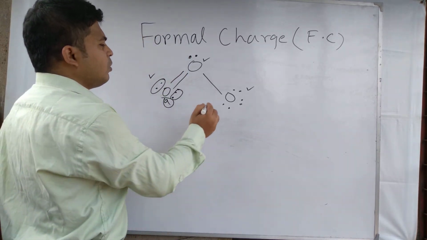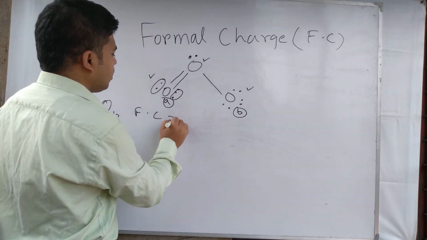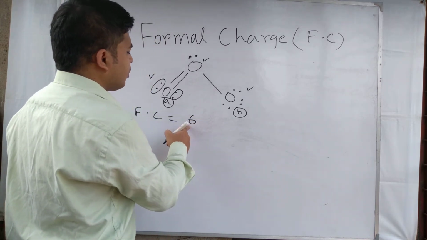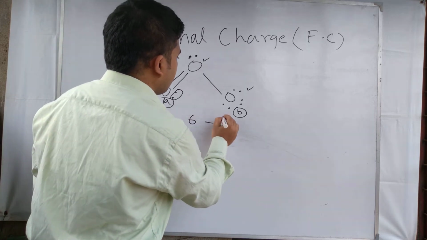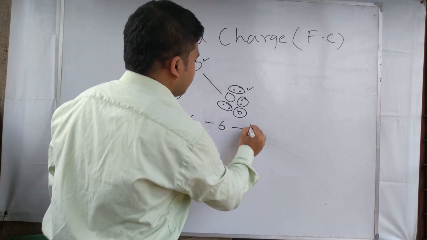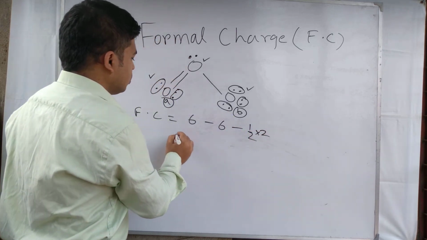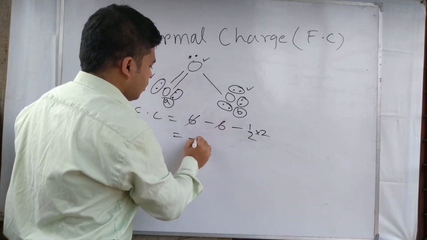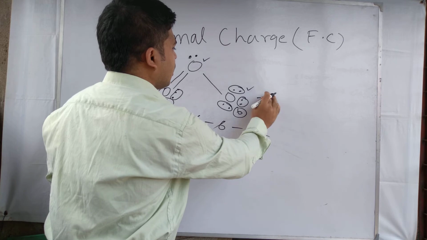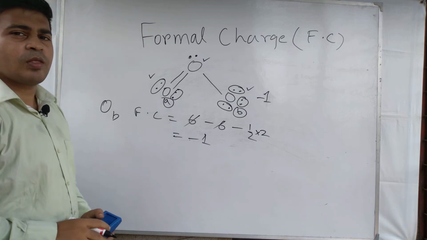Similarly you can calculate the formal charge for this oxygen atom. For OB we are calculating the formal charge on it. The oxygen atom in its free state has 6 valence electrons, minus the number of non-bonded electrons present here, total 6, and minus half of the total number of bonded electrons, that is 2. So this one cancels, here it is only minus 1. So minus 1 is the formal charge present on this oxygen atom.